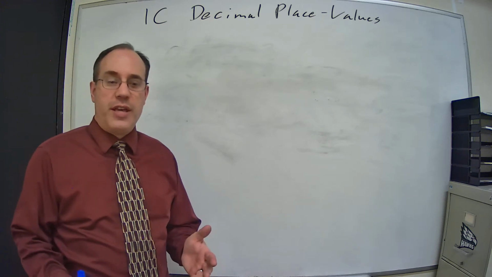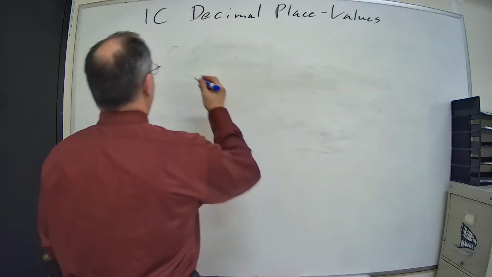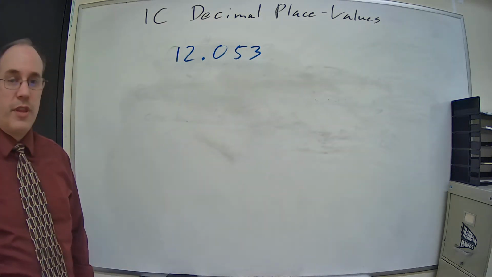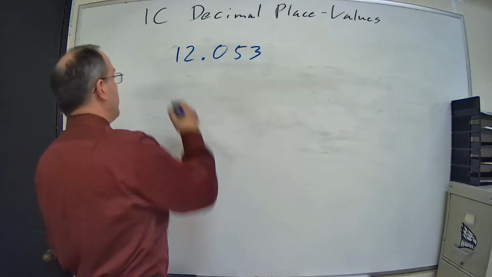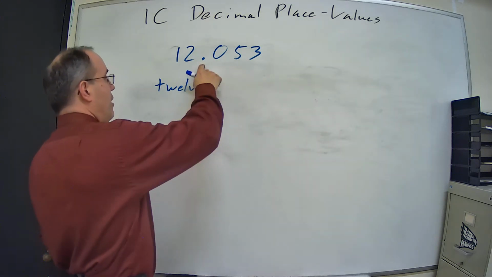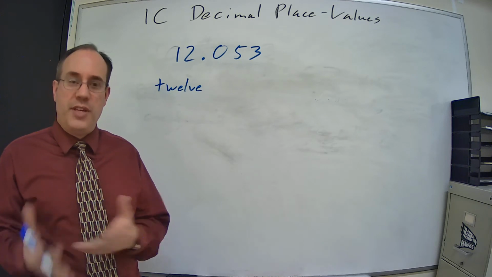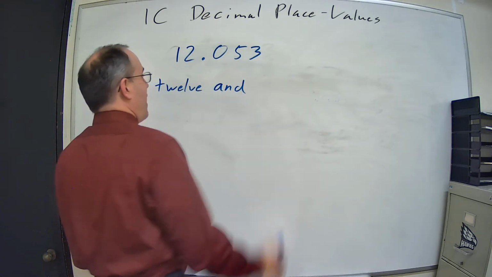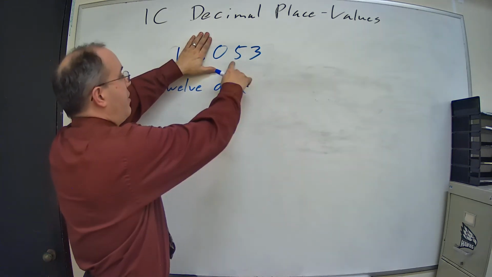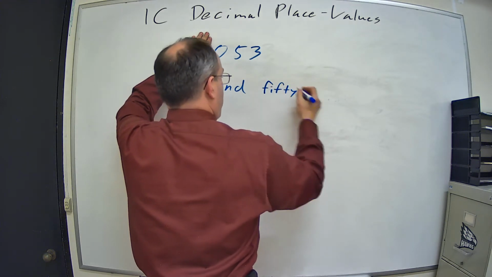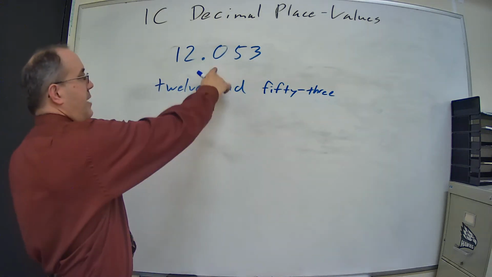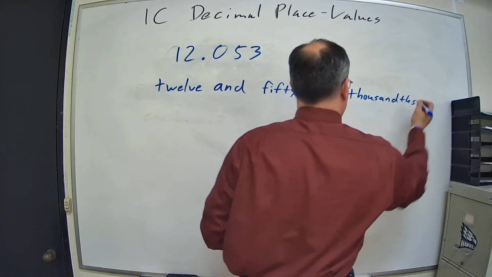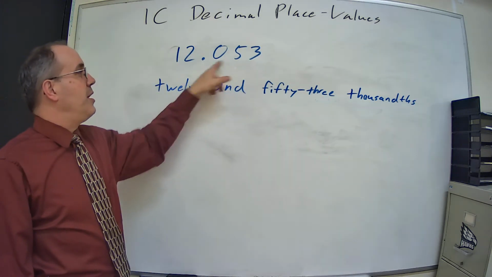Let's take it just a step further and say, well, what if we put a whole number part with it? 12.053. We read the whole part, 12. Remember I said that "and" was saved for something special, and we'll see it with decimals? When we see a decimal point, we can read that as "and." So 12 and then we get over here and look at this, we have 53. Tenths, hundredths, thousandths, rightmost place value, thousandths. 12 and 53 thousandths.